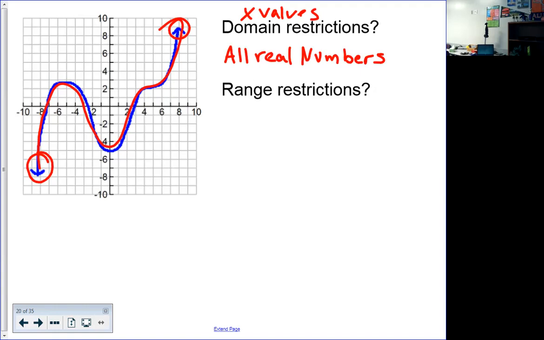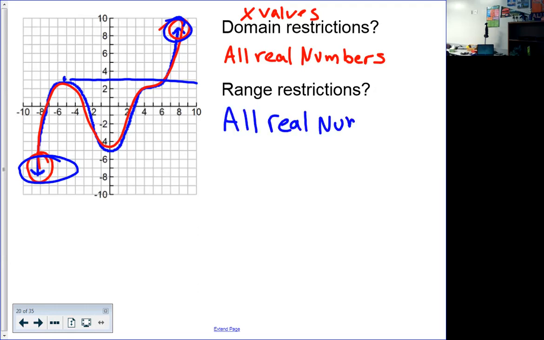Now, if I look at my range, let's see if it's the same situation. If I go all the way to the lowest point, my lowest point is right here, and it's an arrow. If I go all the way up right here, well, is that my highest point? Nope, I get higher than that. This arrow is my highest point, telling me, all right, well, I got 2 arrows. 2 arrows is all real numbers. All right. So anytime you got 2 arrows, most likely it's going to be all real numbers.